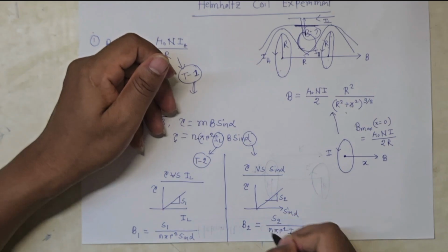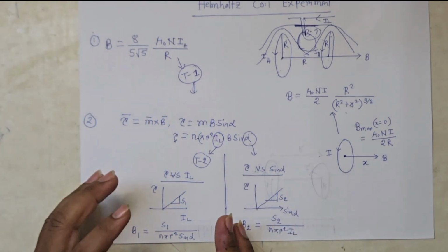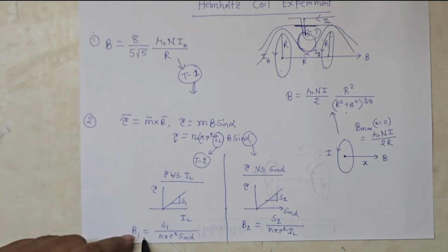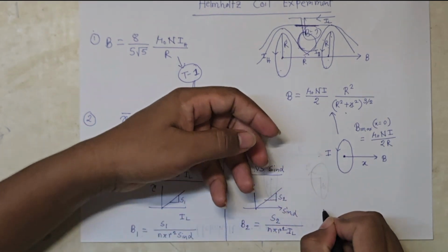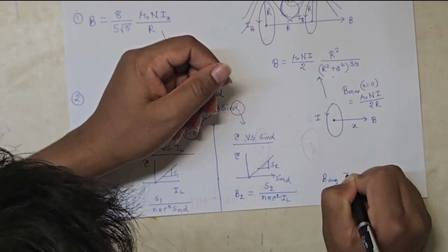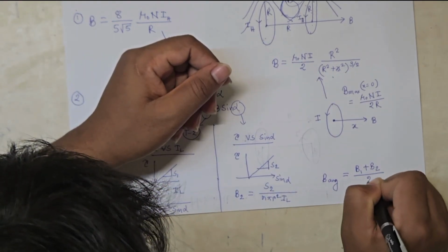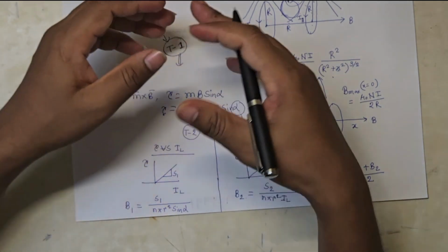Using this method we can calculate experimentally B1 and B2, and we will take the average value, B average, equals B1 plus B2 by 2. So I am explaining again.